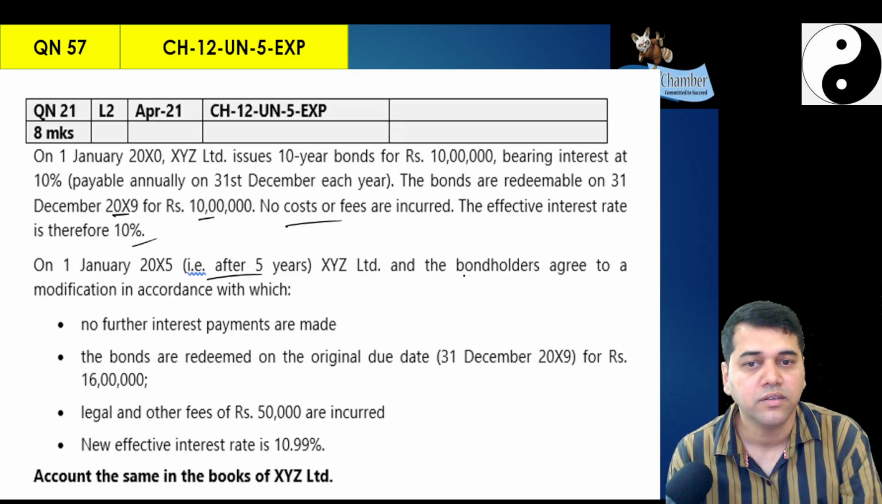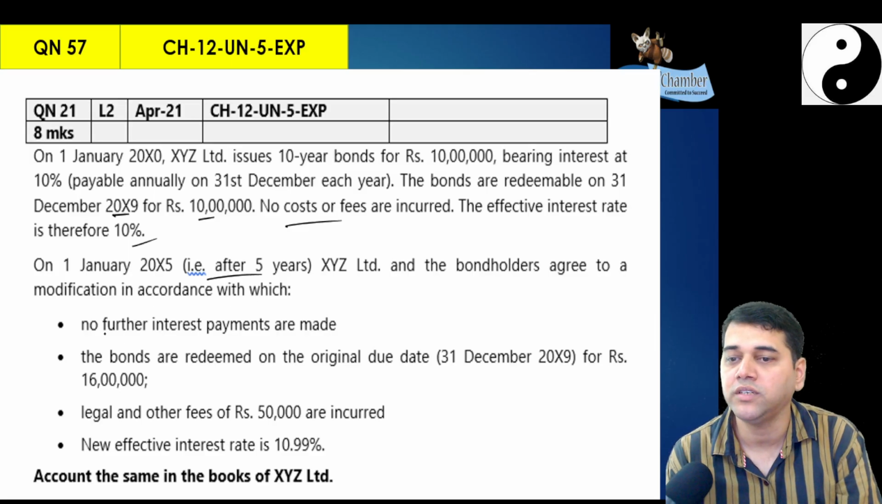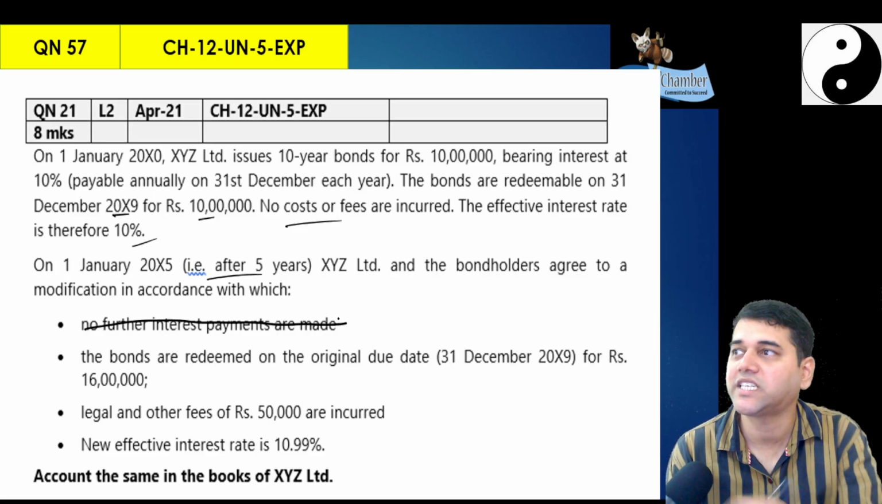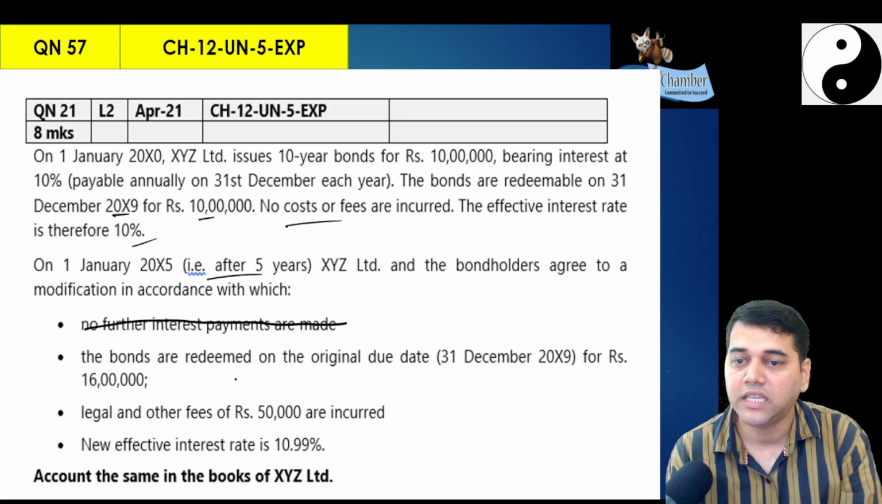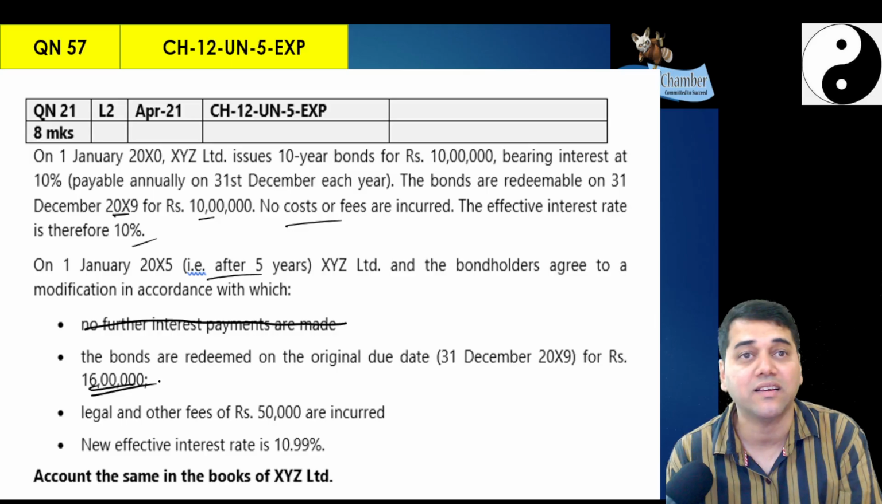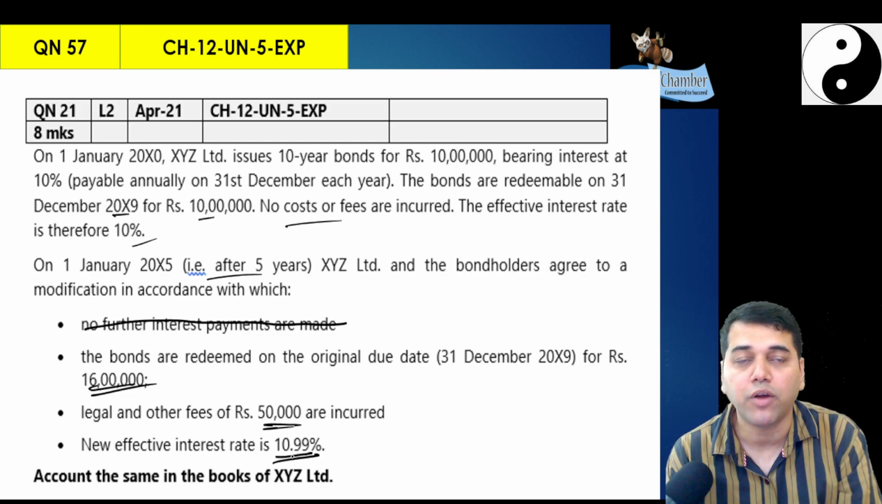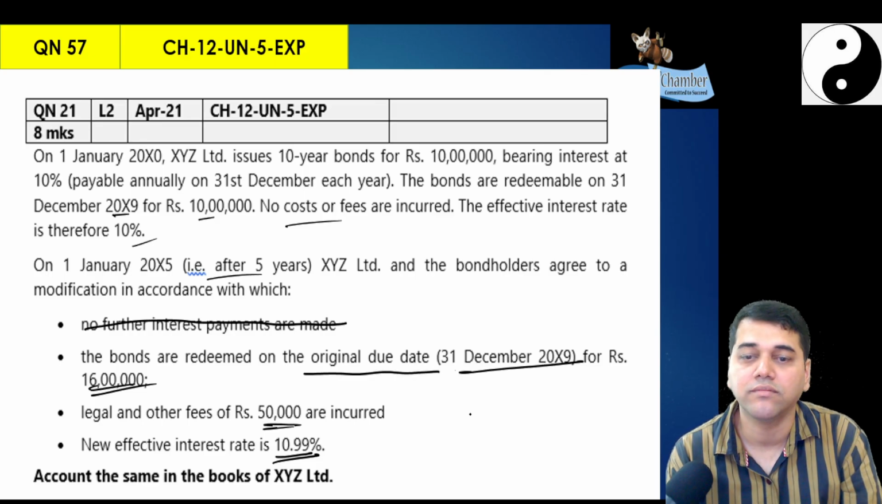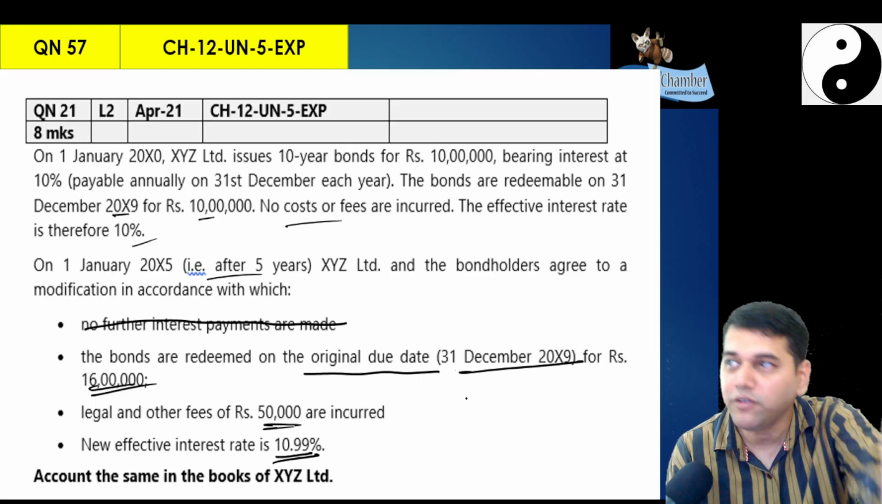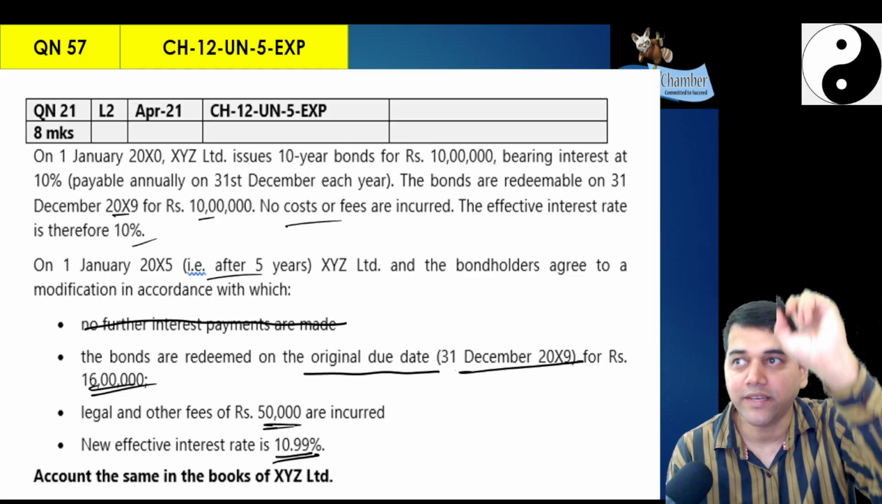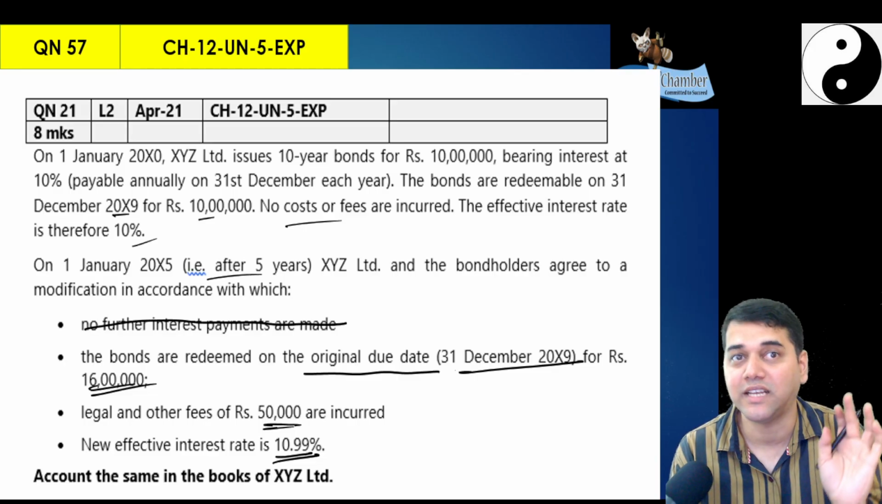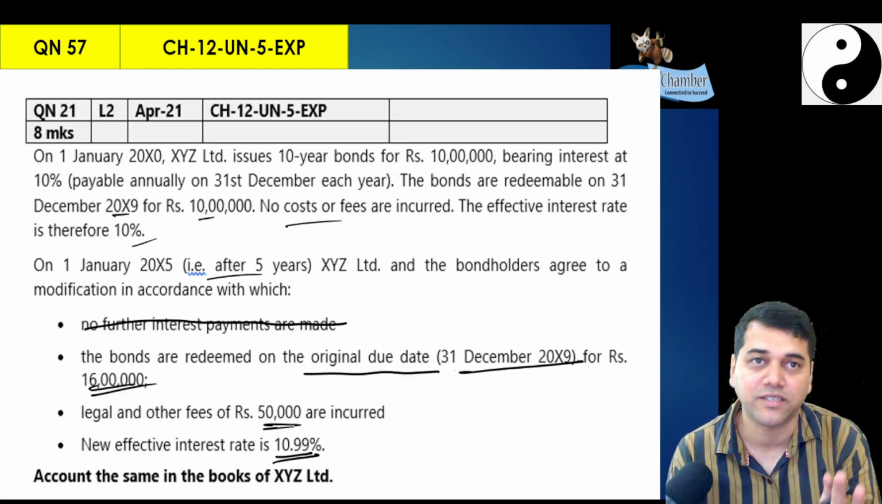Yes, 5 years. The bondholders agreed to a modification. No more interest is paid. Last time at least we paid 5%. And the bondholders will be redeemed with 16 lakh. Last time it was 15 lakhs. Legal fees is 50,000. Last time it was 1 lakh. And the effective rate is 10.99%. Now, the bonds will be redeemed when? On the original due date only. That means 5 years, not 7 years, but with 16 lakhs. But for the next 5 years I will not pay any interest at all.